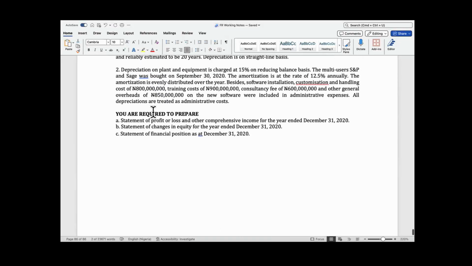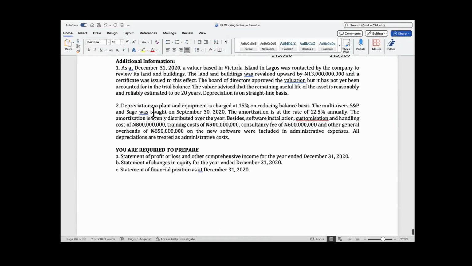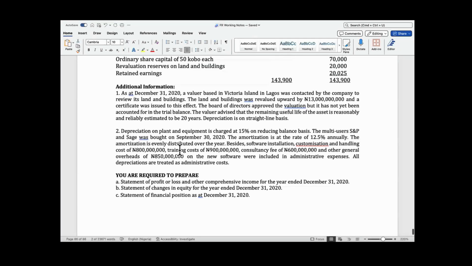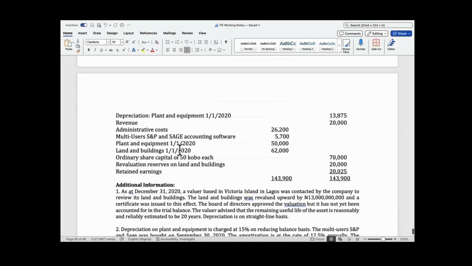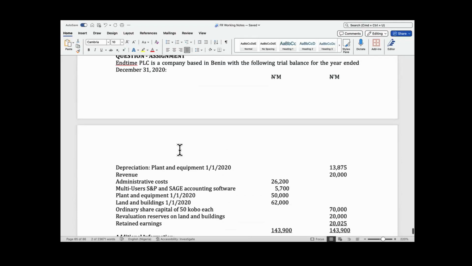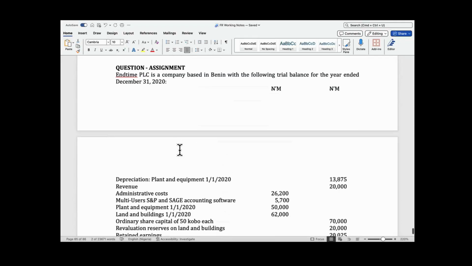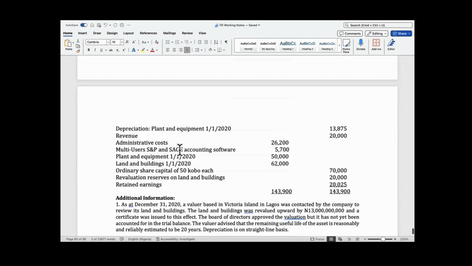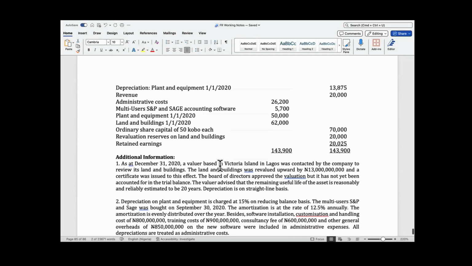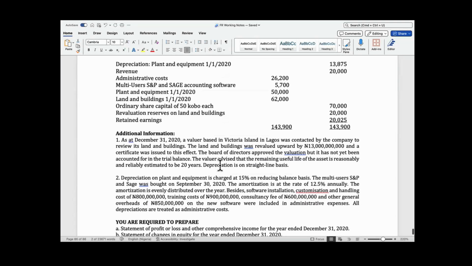What we're asked to do is prepare financial statements, profit or loss, but we have not been taught yet. Sir, we do not know it all. Can you just try something? If you don't know that, okay.